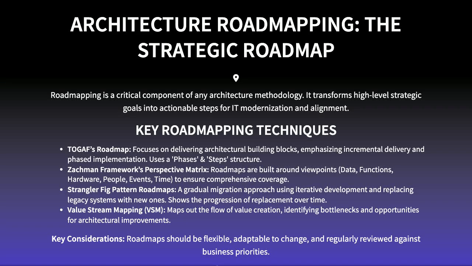Okay, let's talk about architecture road mapping. It's essentially creating a strategic plan for how your IT architecture will evolve. Think of it like drawing a map to guide you through a complex journey. We look at different approaches. TOGAF suggests breaking down architectural work into phases and steps. The Zachman framework uses perspectives to ensure we're considering everything from data to people. Then there's the Strangler Fig pattern, which is all about gradually replacing old systems with new ones. It's a slow but steady approach.